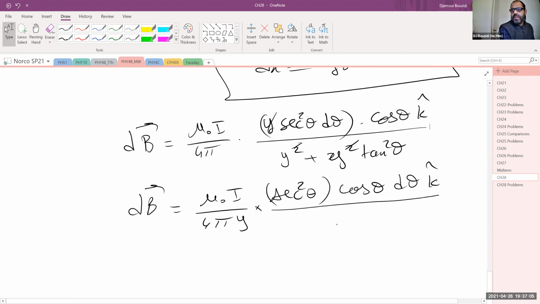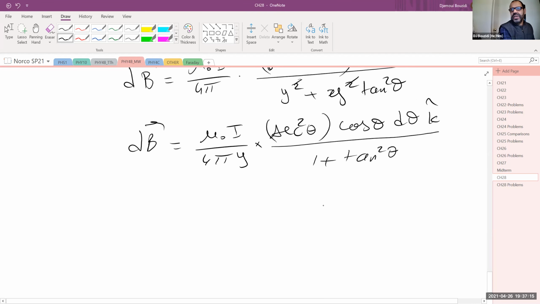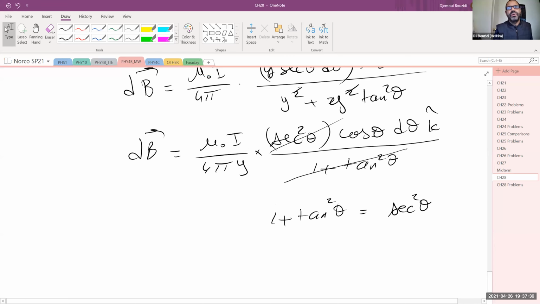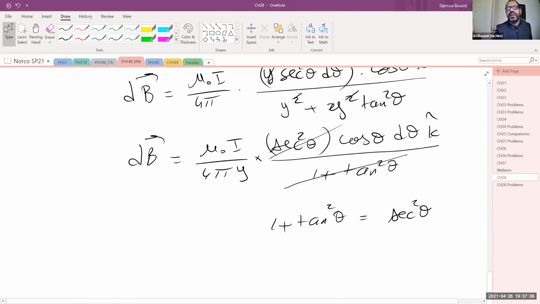And I'm left with 1 plus tangent squared of theta. And that is actually secant squared of theta too. So this whole thing, 1 plus tangent squared of theta, is actually secant squared of theta, which will cancel this secant squared. So that's why I didn't cancel one of the secant squared with the cosine theta, because I know it's going to go away. Okay. So the integration at the end is just cosine theta d theta from negative pi over 2 to positive pi over 2. And that is so simple that even I can do that.